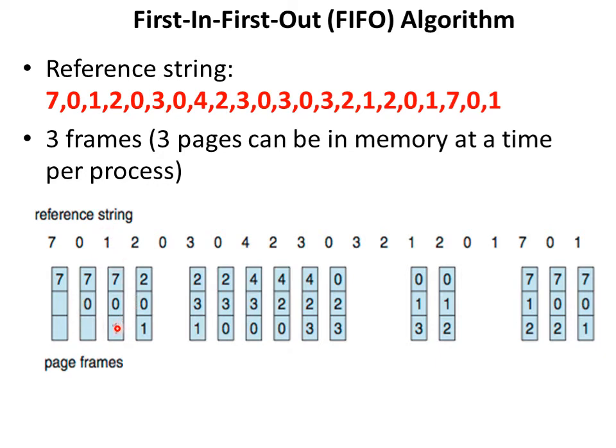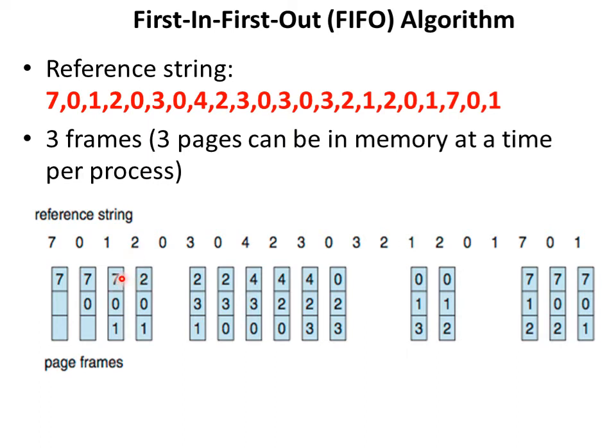So 1 is loaded into the free frame. Then the next incoming page request is 2. 2 is not there in the main memory. So we have to find one victim frame which has to be replaced from the main memory so that we can bring the requested page 2 into the memory.